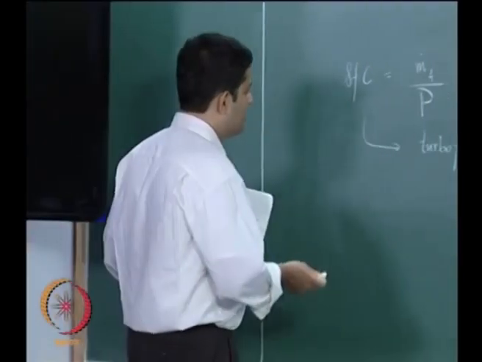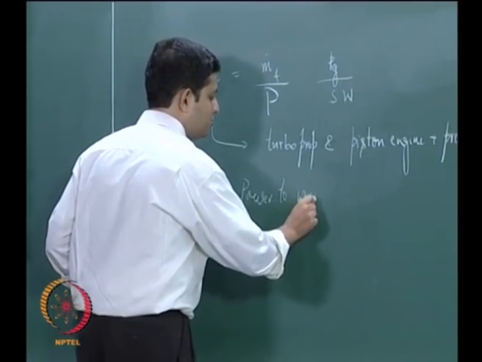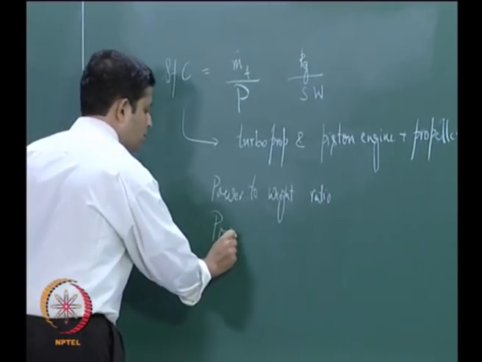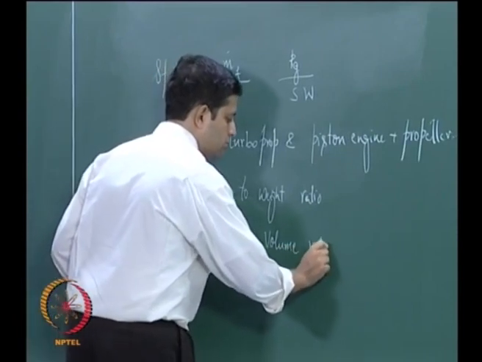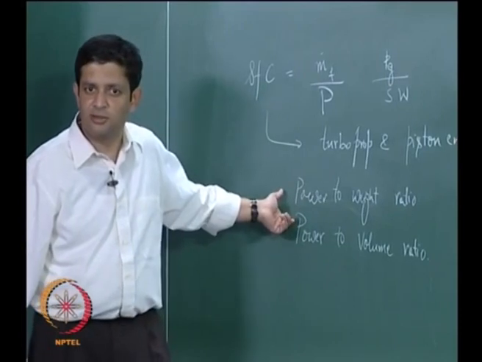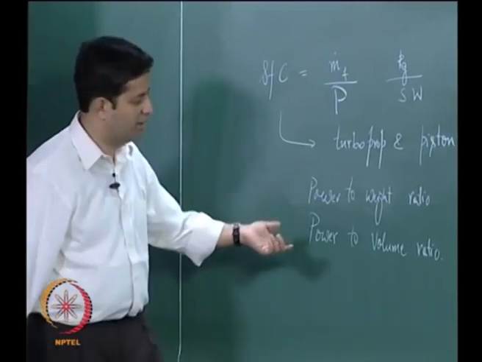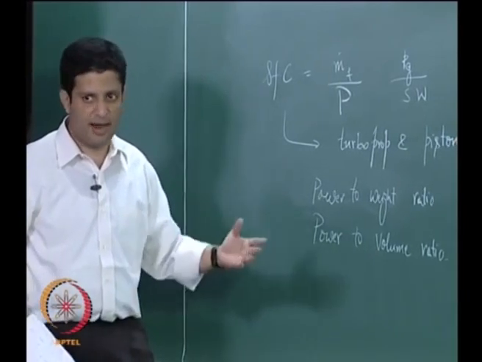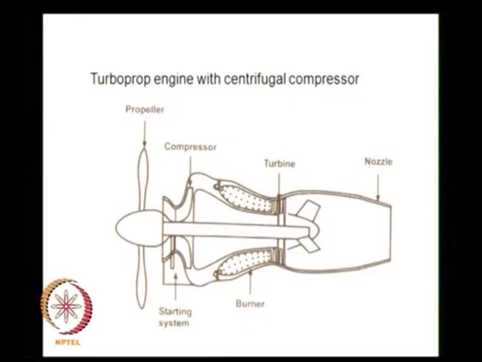Now there are also other parameters that we had looked at. That is power to weight ratio, and power to volume. Now, what does power to weight ratio tell you? Should it be higher or lower? What is desirable? If it is higher, then the weight of the engine that you need to carry to deliver the same power will be smaller. And power to volume tells you what is the size, and therefore a higher value would be desirable because it reduces drag. Fine. Now let's look at the comparative stats between a turboprop engine and a piston engine plus propeller.